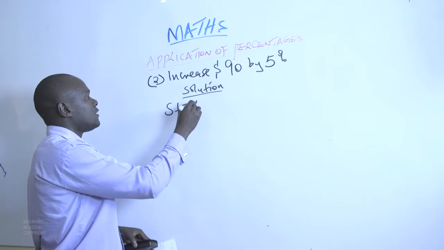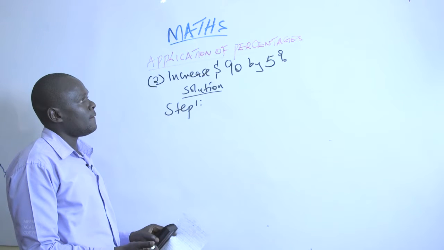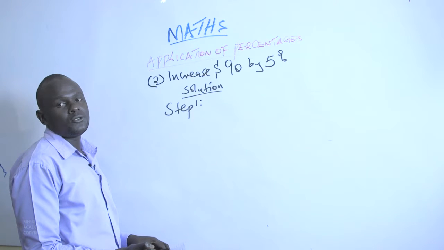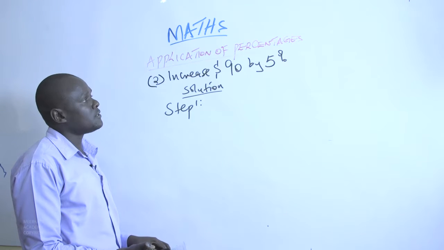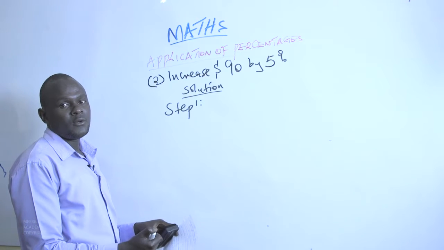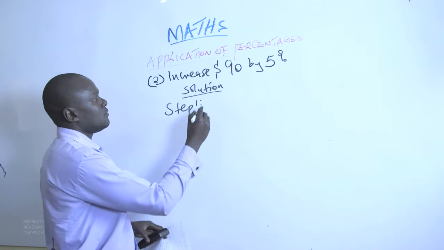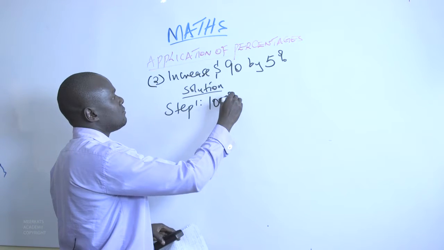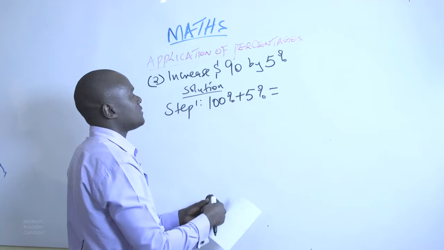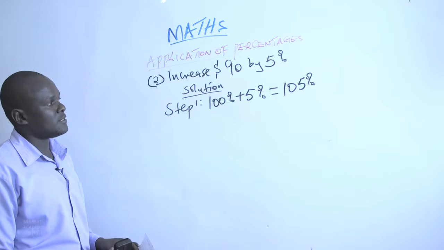And as we have learned, our first step is for us to get the sum of the percentages. In fact, we take $90 to be equal to 100%. So if we are going to increase it by 5%, then the new amount we are going to have will be 105%. That is why we get the sum of the percentages. This will be 100% plus 5%, giving us 105%.